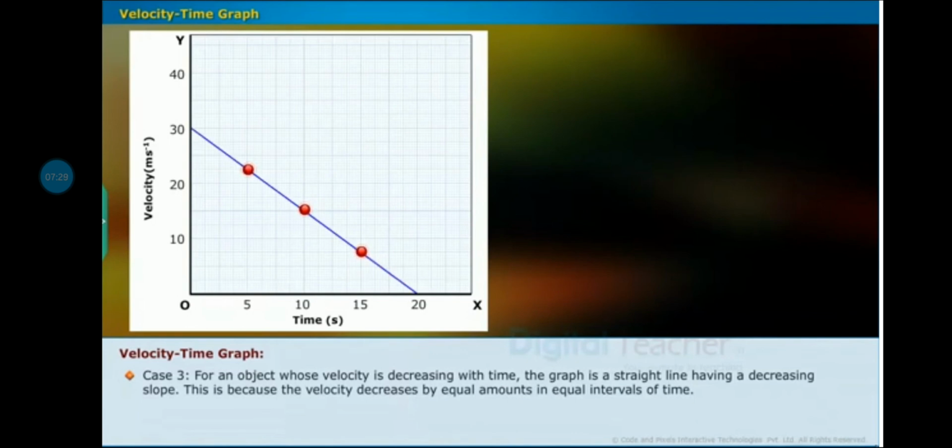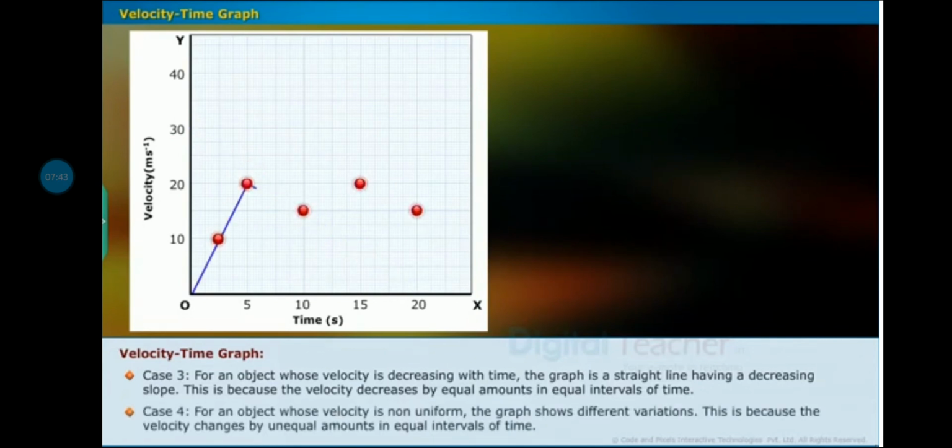Case 3. For an object whose velocity is decreasing with time, the graph is a straight line having a decreasing slope. This is because the velocity decreases by equal amounts in equal intervals of time. Case 4. For an object whose velocity is non-uniform, the graph shows different variation. This is because the velocity changes by unequal amounts in equal intervals of time.